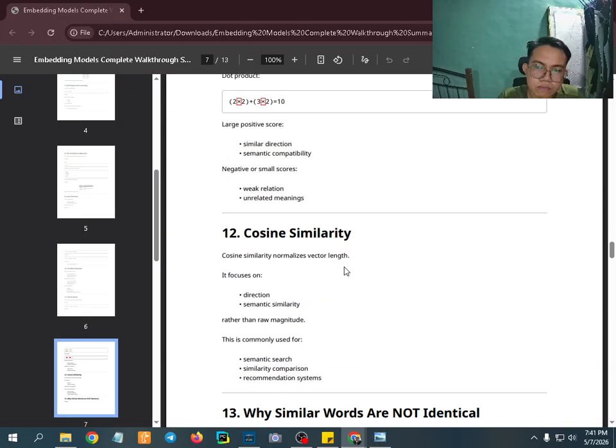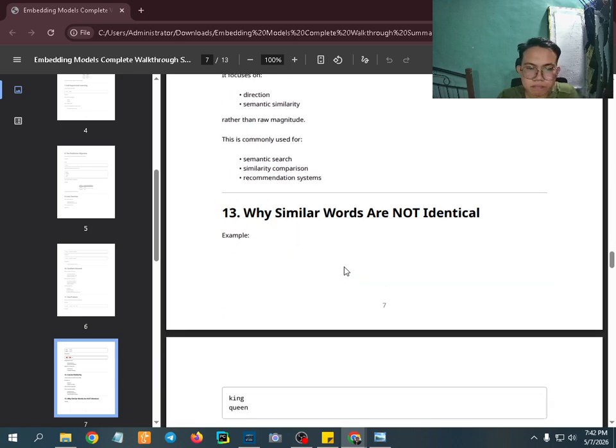Like if we have the cosine value of 1, then the words or the vectors might be the same. If we have the 0 values, they have no relation, they are unrelated. And if we have negative values, they are opposite to each other.